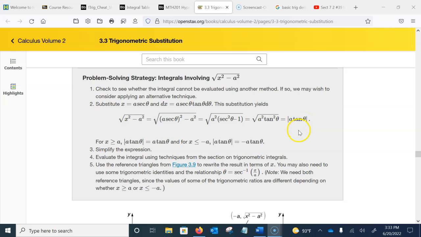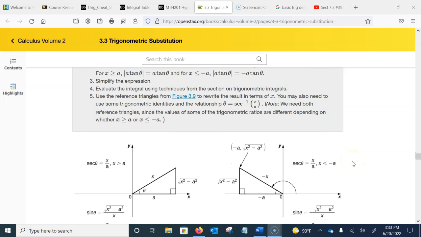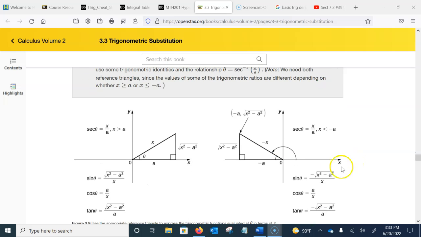All right, again, you want to be drawing your triangle. Once you do the substitution, you're going to simplify the expression, and then hopefully that integral is easier than the integral that you had to begin with. And lastly, because you've drawn the triangle, you're going to use the triangle to rewrite everything that you had in terms of theta for a final answer back in terms of x.